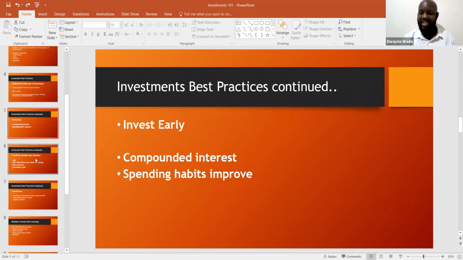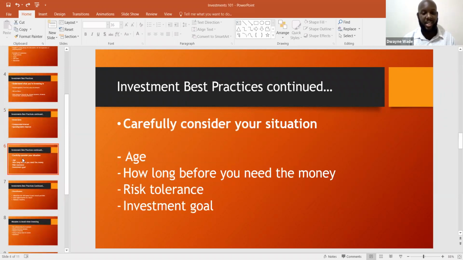All right, page 6. Another thing we need to do as investors is carefully consider our specific situation. What I mean by that is, what is best for me is not what's best for Jas, and that's not what's best for Jeremy. Everyone is different, right?